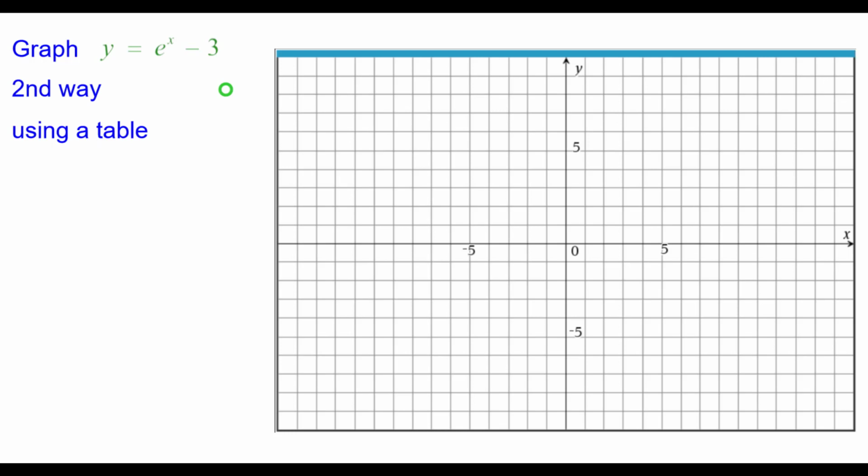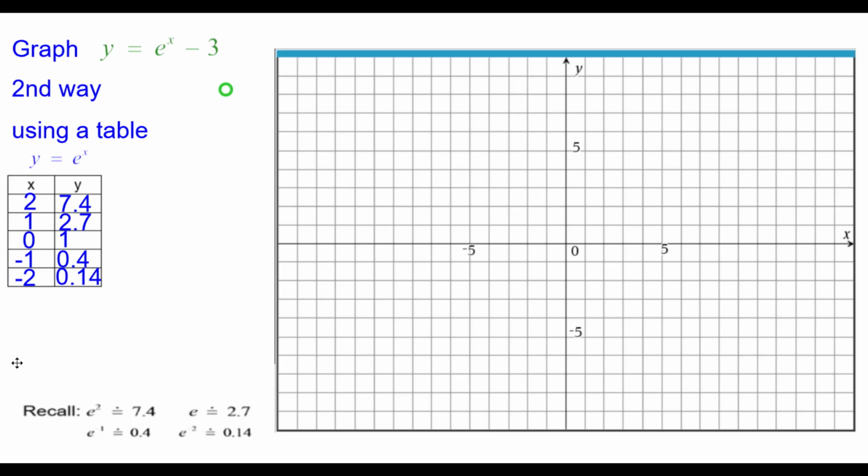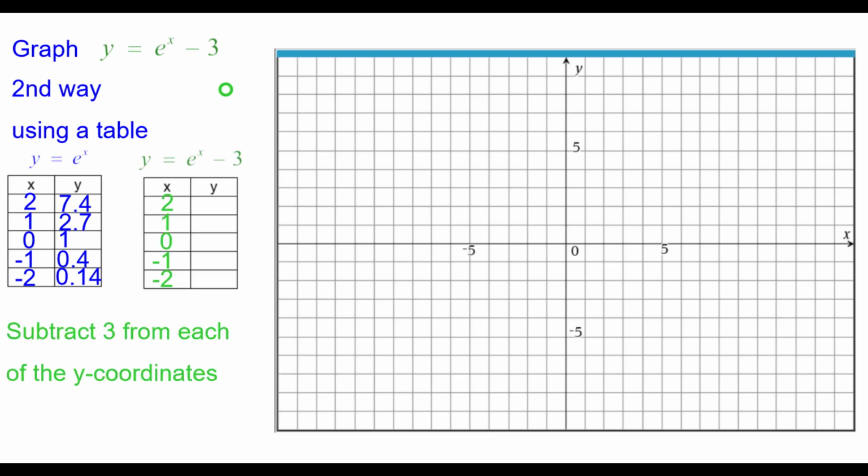Second way, using a table. Again, recall the powers of e that you should just know, and this is our table of 5 values that we usually use. We're going to need to subtract 3 from each of the y coordinates because of the -3 in the equation. So 7.4 minus 3 is 4.4. Notice the x coordinates are unaffected by that -3. 2, 4.4. 2.7 minus 3 is -0.3, so 1, -0.3.